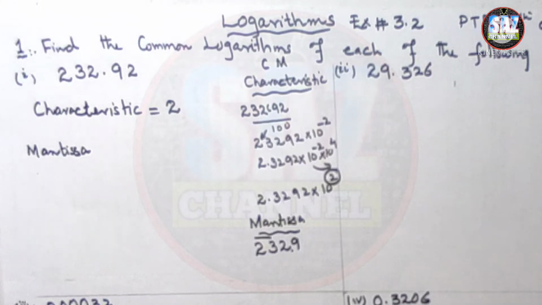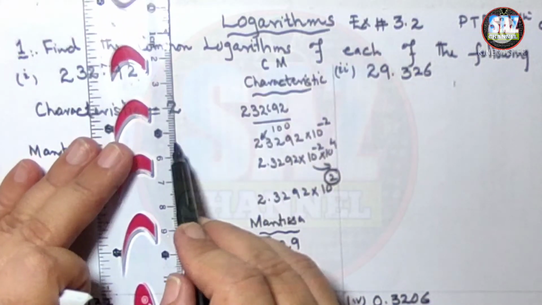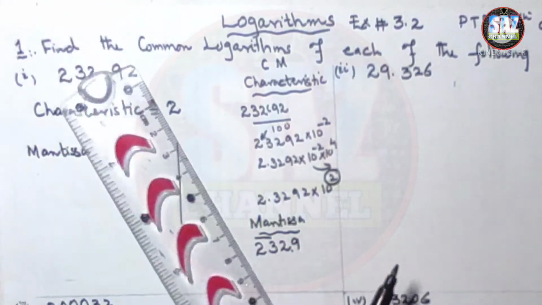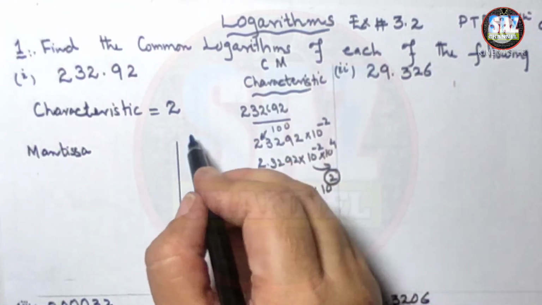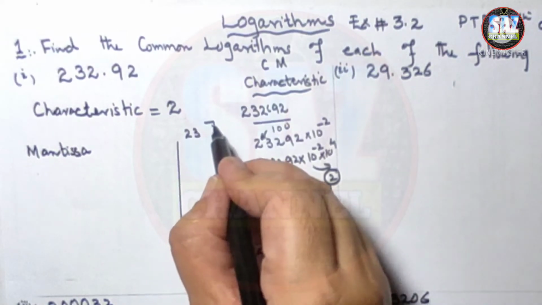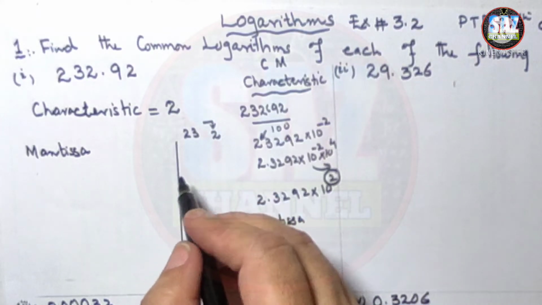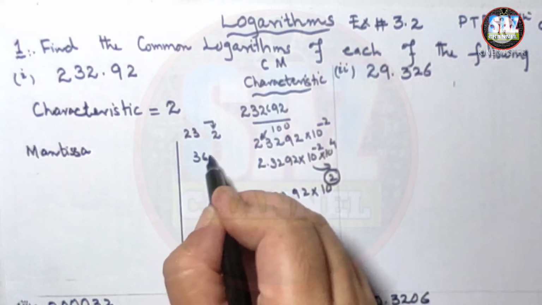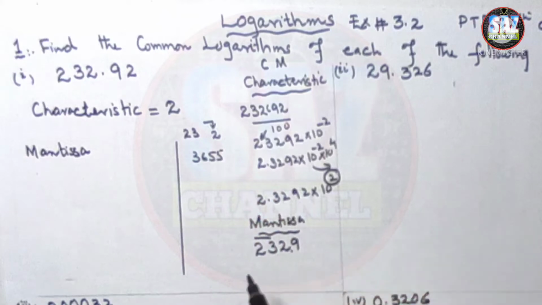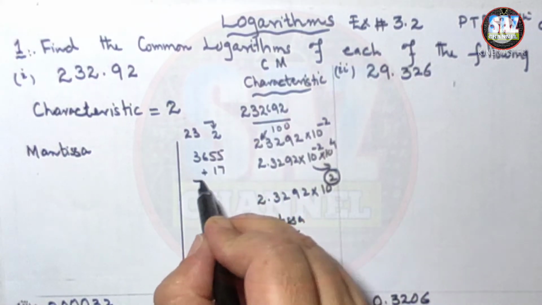Okay, now 23 in the column of 2 is giving me, let me mark some space here so that my students should not mix, 3655, and then the mean difference column is giving me 17. I have to add up these two numbers.